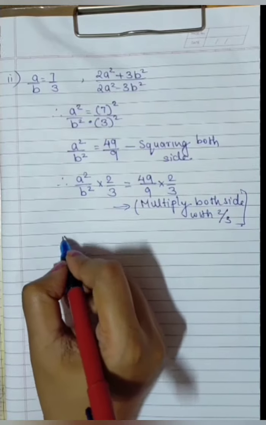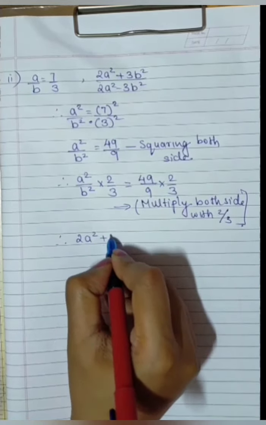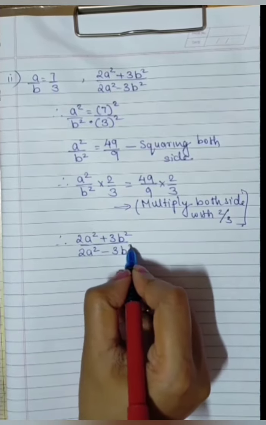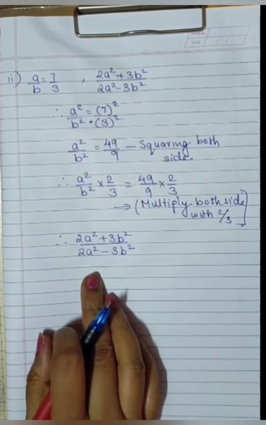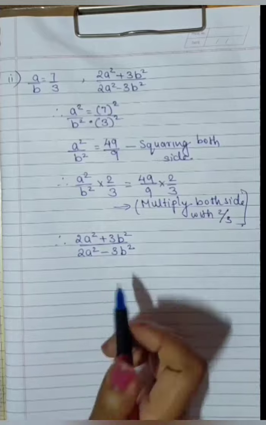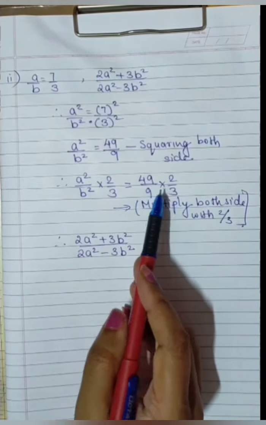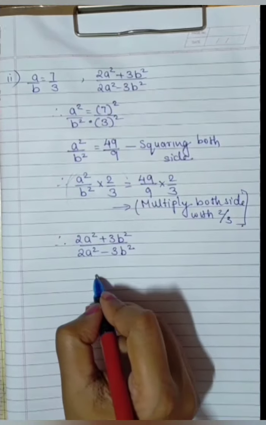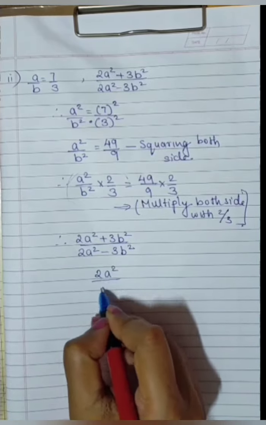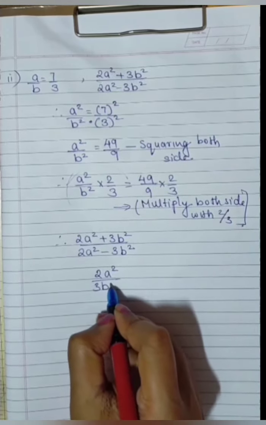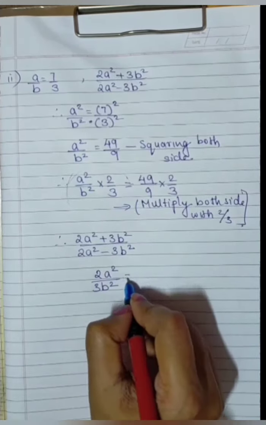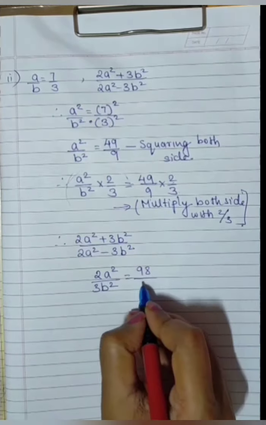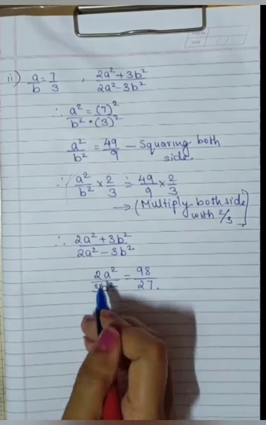Now our next step is, we'll write the equation 2A square plus 3B square upon 2A square minus 3B square. This is our equation. Now we'll write what we got here. So this will become 2A square upon 3B square equal to 49 multiplied by 2 will get 98, 9 threes are 27. I hope you are understanding.